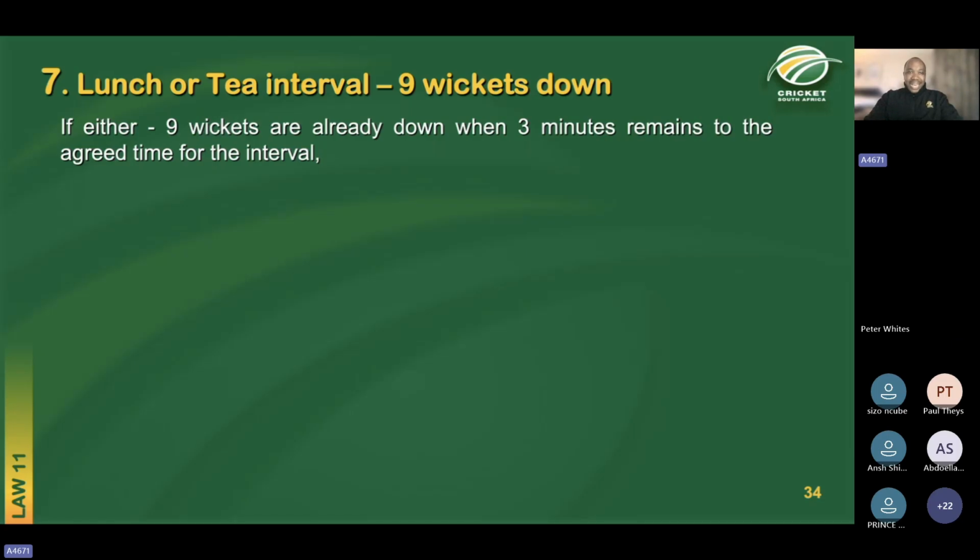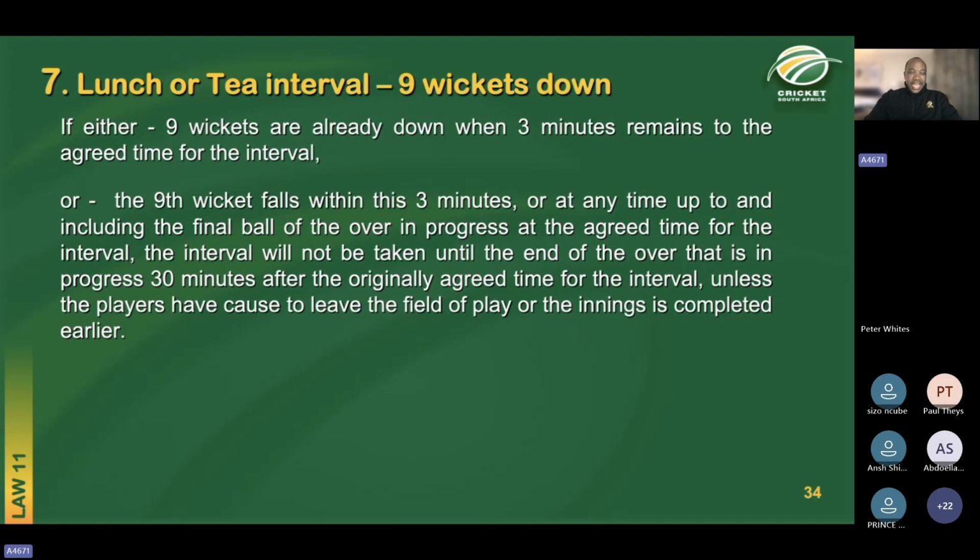If 9 wickets are down when we reach the agreed time for lunch or for tea, then law tells us the interval will not be taken until 30 minutes later, until the end of the over that is in progress, 30 minutes after the originally agreed time for lunch or tea, unless the players have cause to leave the field or the innings is completed.